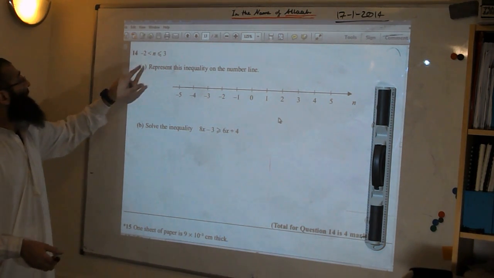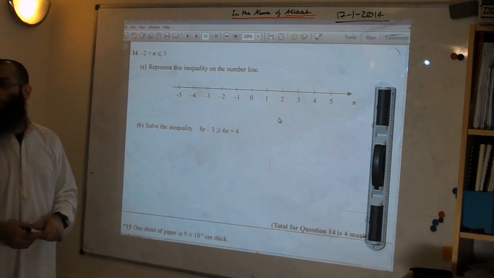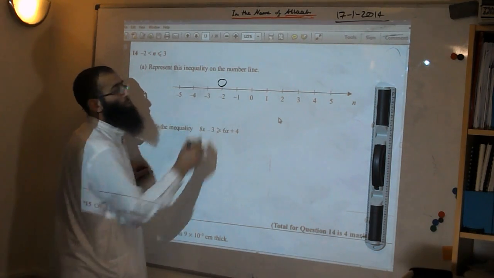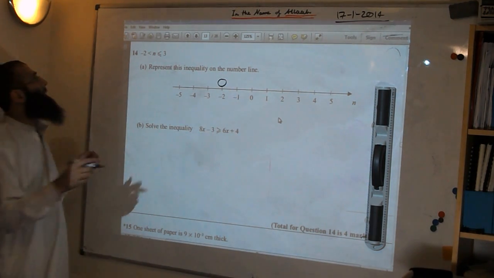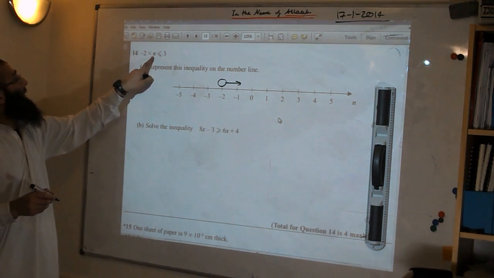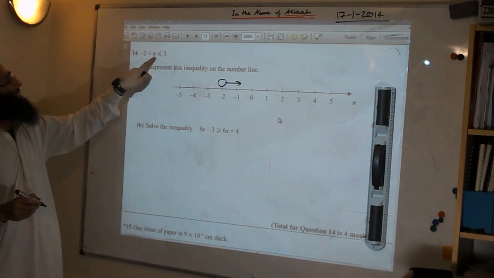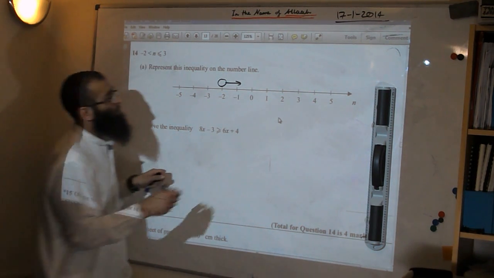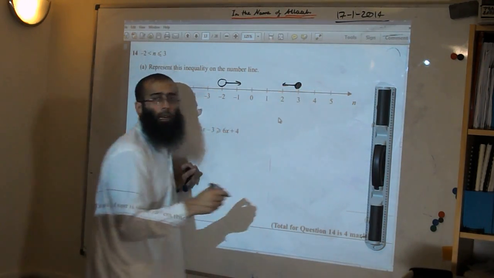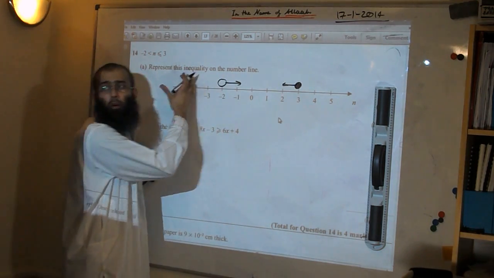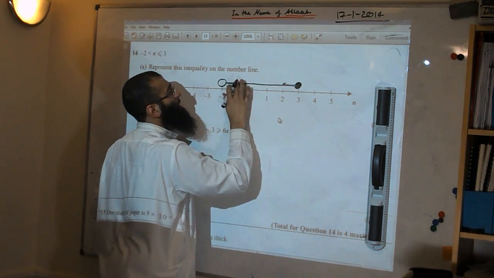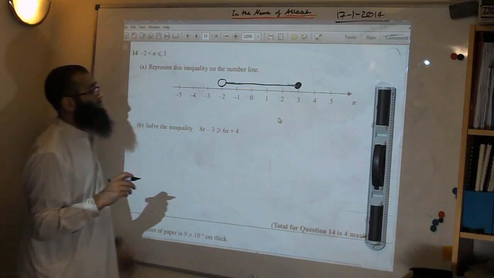Question number 14. Represent this inequality on the number line. n is greater than -2. So we use an empty circle, meaning that's not part of the solution. So it's going to be everything to this side for the moment. Here, n is greater than -2, but n must also be less than or equal to 3. Because it's equal to, it must be a solid black circle. So it's going to be a number more than -2, but less than or equal to 3. So these two parts will join together, and that's our solution. Done.